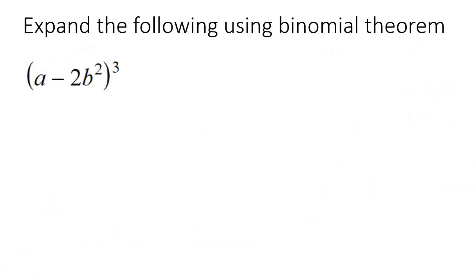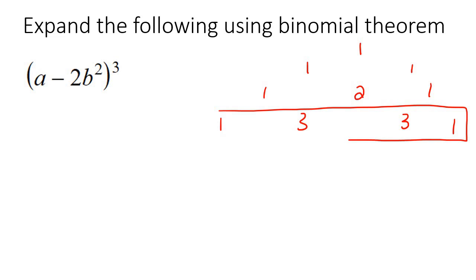Last example, let's do it. So it's to the power of 3, so we're going to have to go to row 4 on the Pascal triangle. So let's do it. There we go. Now 1 plus 1 is 2, 2 plus 1 is 3, 2 plus 1 is 3. Okay, so it's these numbers over here once again that we're going to use. So 1 plus 3 plus 3 plus 1.